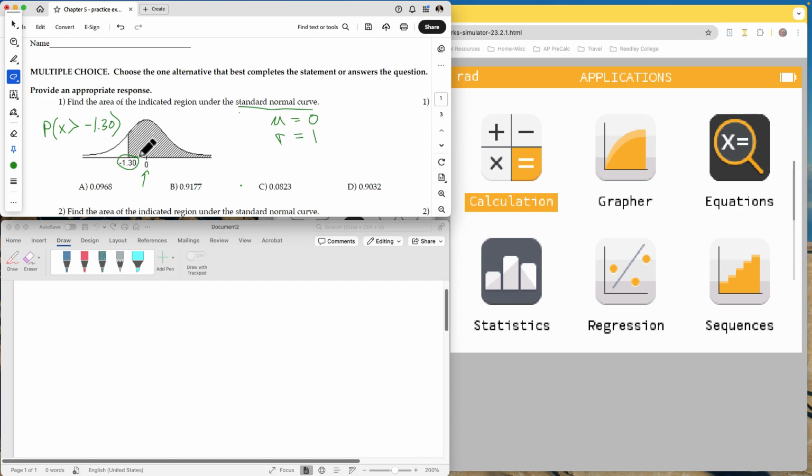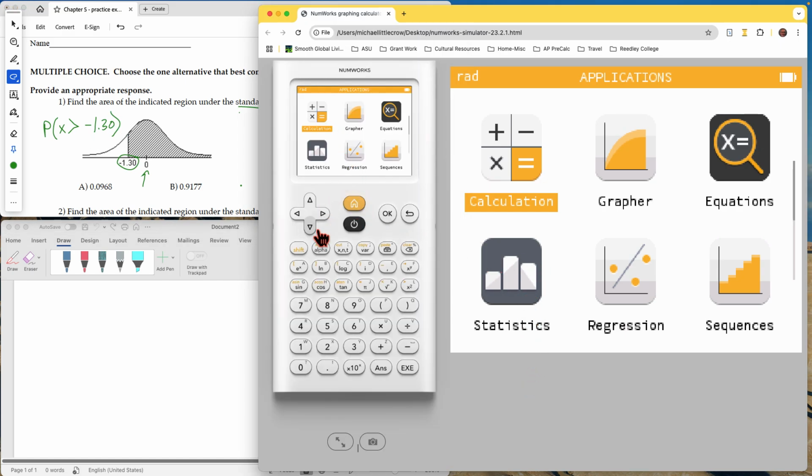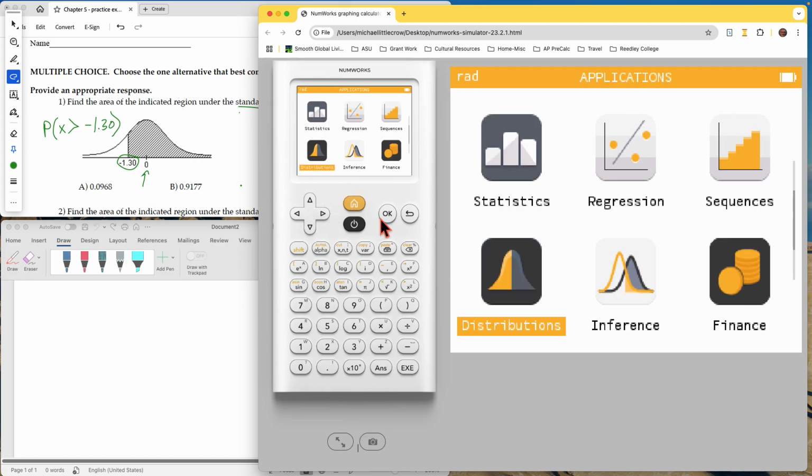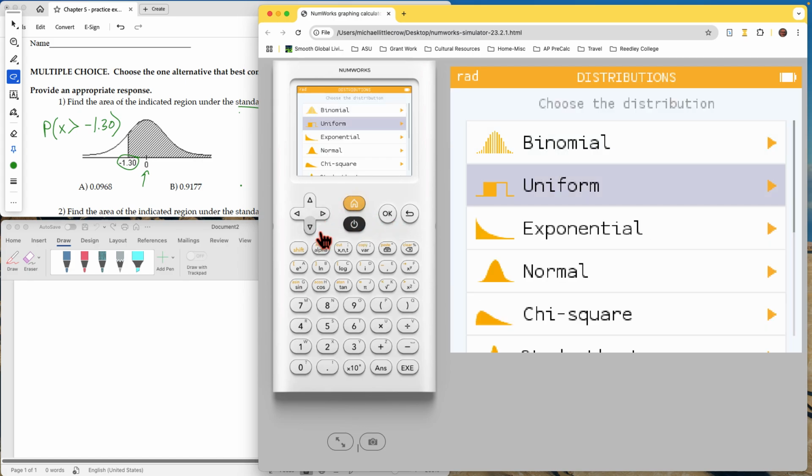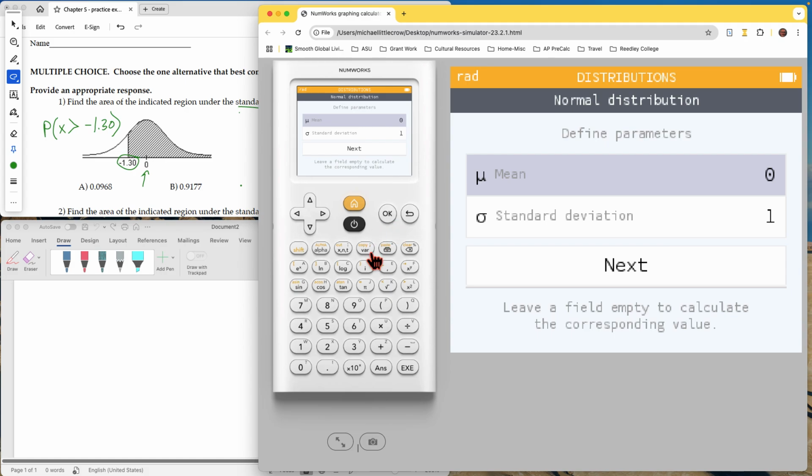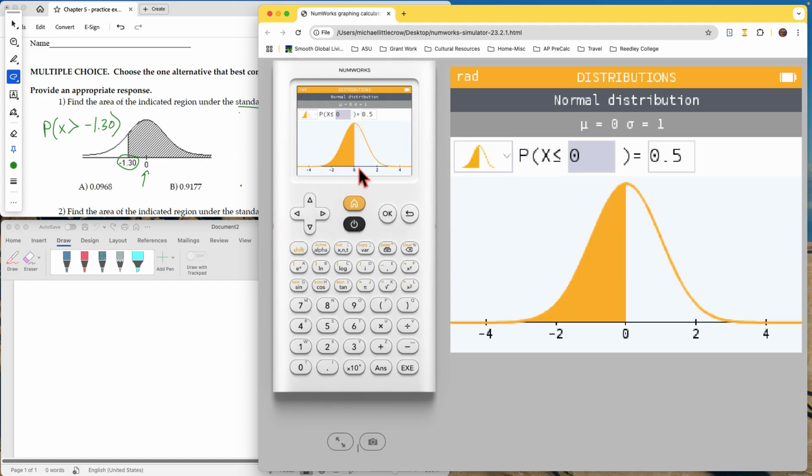So that's what we're going to enter on our calculator. We'll go to our distributions and down to normal, because it is a normal curve. Our mean and standard deviation by default are 0 and 1, which is perfect for us. Notice the tool we've got is x less than or equal to 0, so we have to change it to x greater than or equal.